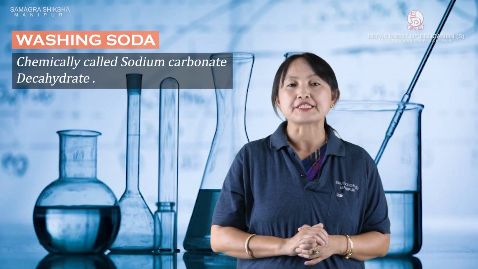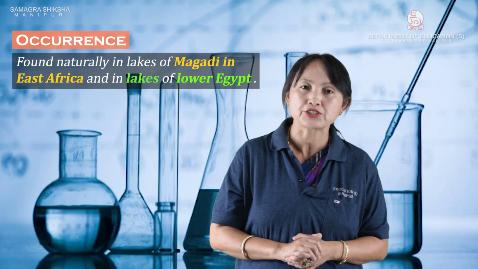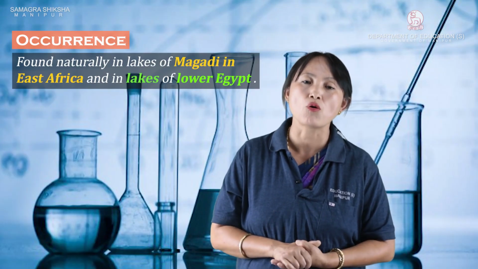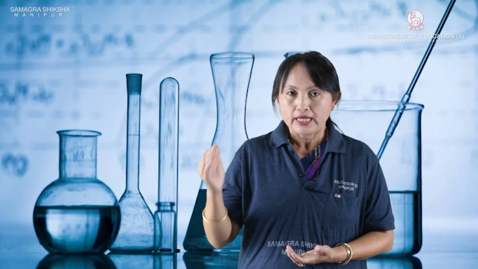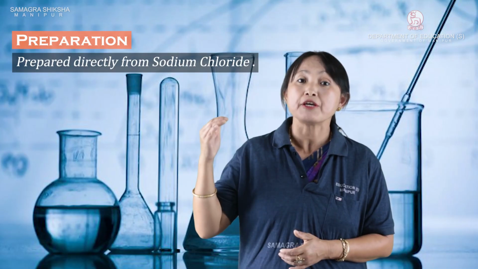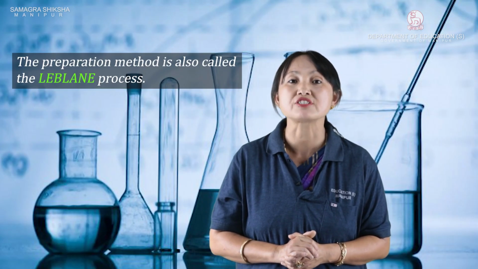Now washing soda, it is chemically called sodium carbonate decahydrate. Magi occurrence ki matang da mulaksi. Now washing soda, it is found naturally in lakes of Magadi, which is in East Africa, and in lakes of Lower Egypt. How is it prepared? Sida mu yengsi. Now, washing soda si aikoina sodium chloride tagi directly prepare tawba yai. Now, the preparation involves the following steps, and the preparation method is also known as the Leblanc process. So, what are the various steps? Let's see one by one.